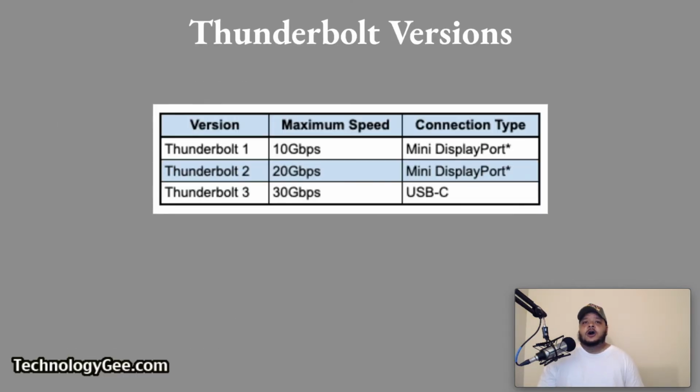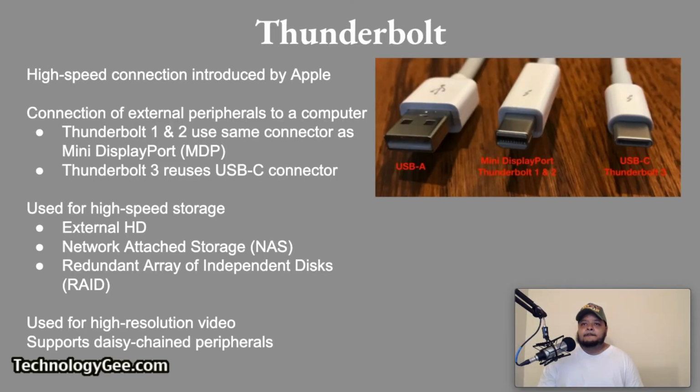So here are some Thunderbolt versions. You got 1, 2, and 3 with the maximum speeds and the connection type. And as you can see in the picture above, you can see the USB-A, or it should be USB-C, the mini display, and the USB-A, the USB-C, and the mini DisplayPort Thunderbolts 1 and 2.